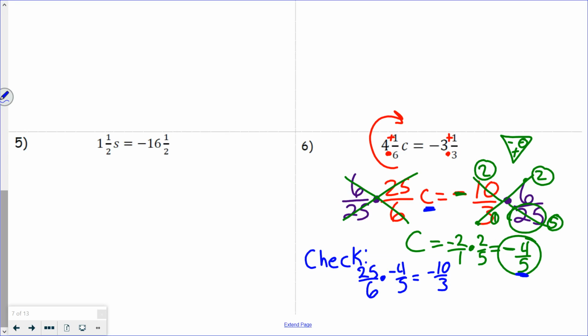I could cross cancel, or even if I didn't cross cancel, I would get -100 over 30. And remember, those zeros cancel out. I've had a lot of kids do this today and tell me it doesn't equal because -100 over 30 isn't the same. I'm like, but really, it is. Or you could cross cancel and you still get the same thing: -10/3 equals -10/3. The fractions aren't so scary. We can do them.